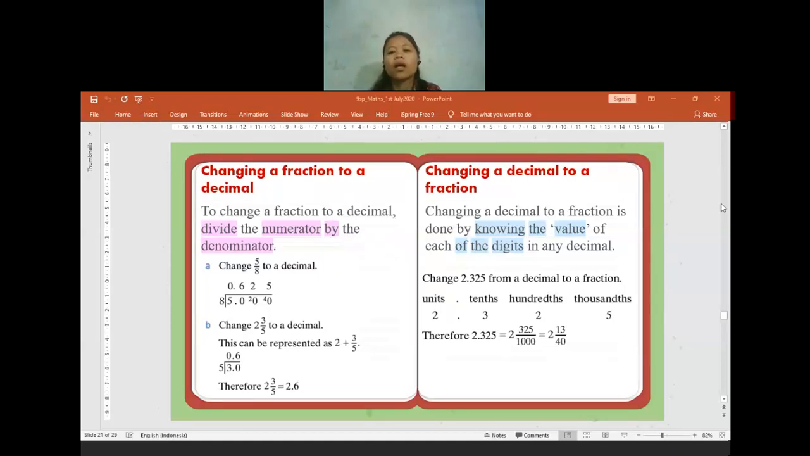Okay. Now if decimal into fraction, as long as it is terminating decimal, it will be easy. But when it comes to recurring decimal, it will be a bit tricky. So you need to see.